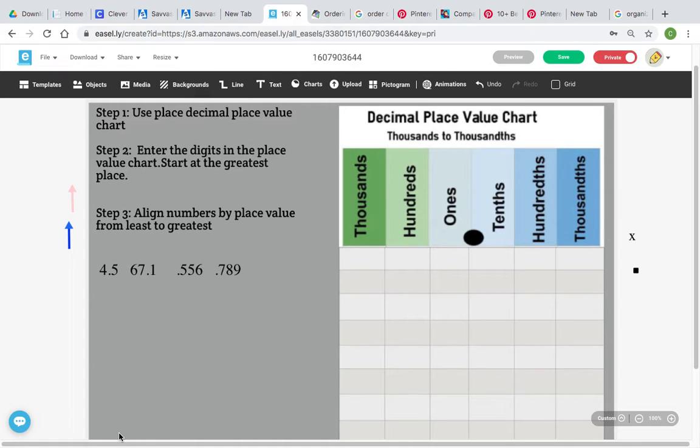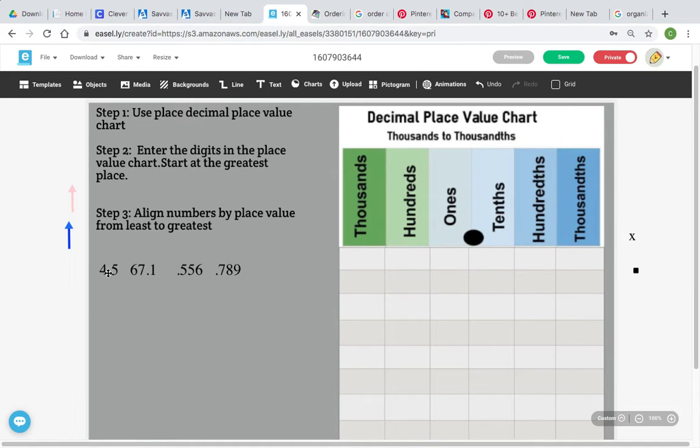When organizing decimal numbers in order, you always want to look at the place value of each digit. To help me visualize where each number falls in the place value chart, I want to first add each number to the place value chart.